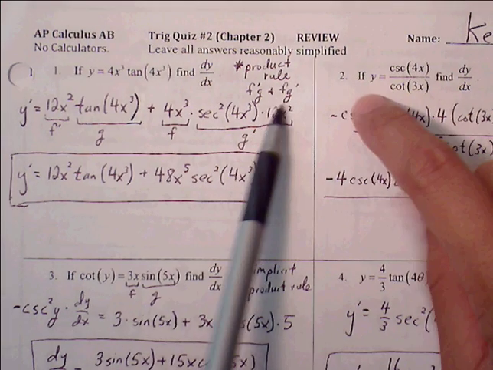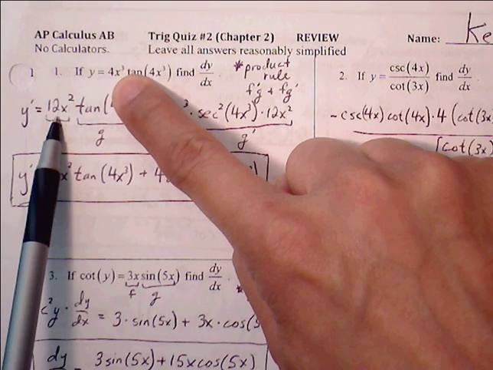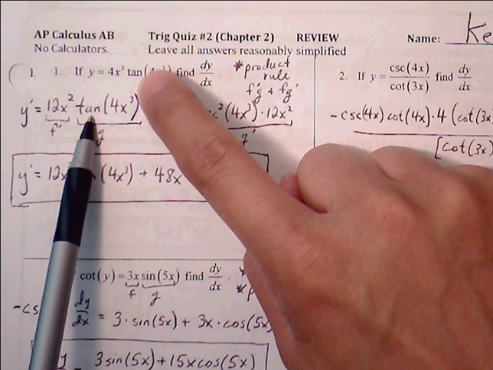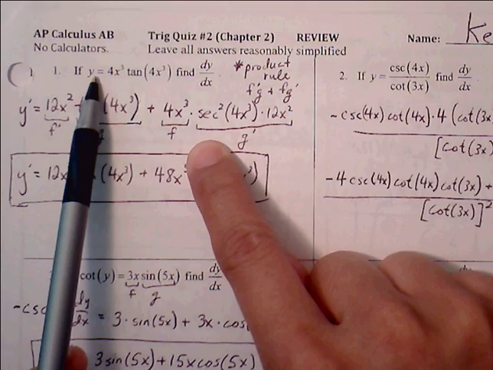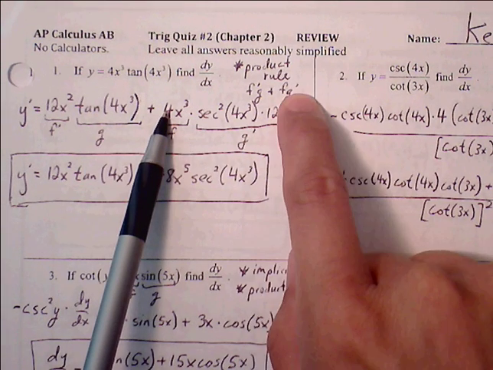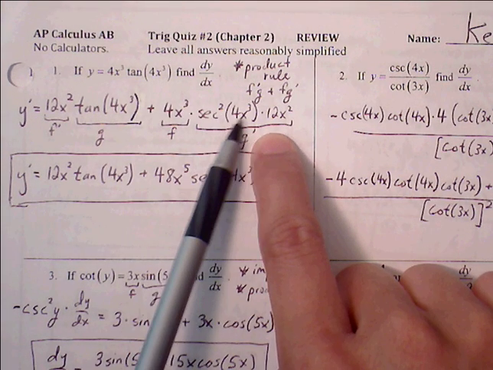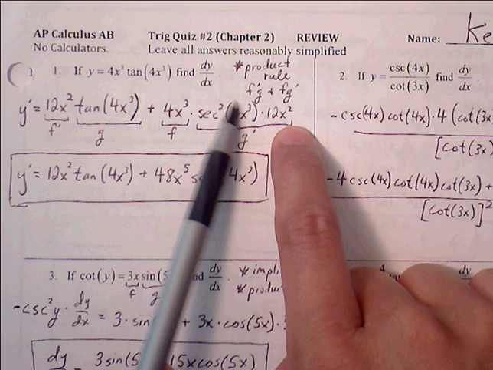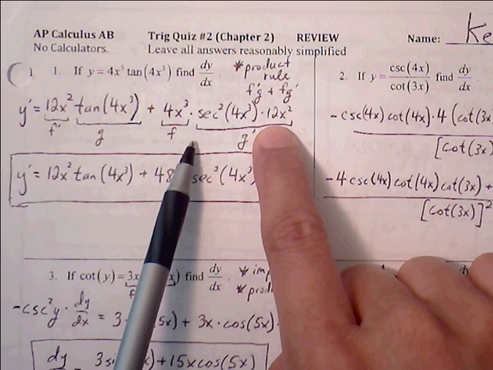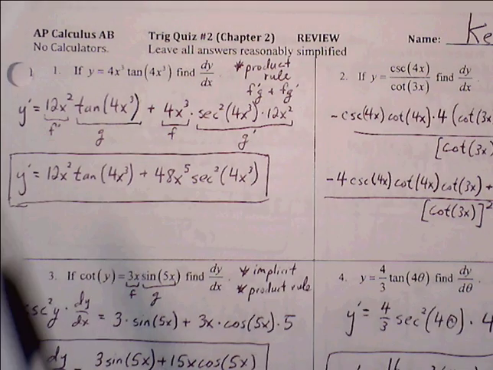f prime g plus f g prime. So we need to take care of the derivative for 4x cubed, so that becomes 12x squared, going through power rule. The g function is the original tangent, so we bring that down, plus 4x cubed is the f function, so we bring that down for the second portion. And then g prime, the derivative for tangent of u, is secant squared of u times u prime, and the derivative for the u value, the 4x cubed, becomes 12x squared, and that's as far as we can go. So that's our y prime.